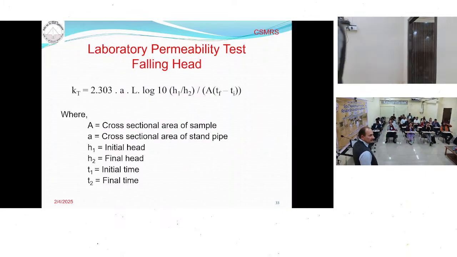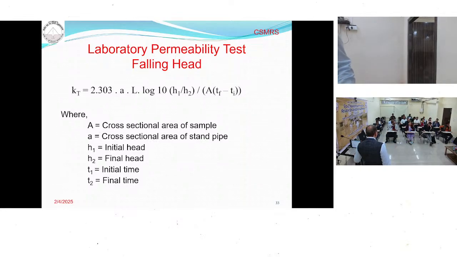By this method, H1 is the initial height, H2 is the final height, and T1 and T2 are the initial and final times. A is the area of the standpipe with glass cylinder, L is the length. This gives permeability in centimeters per second.